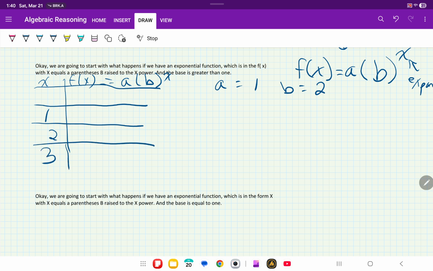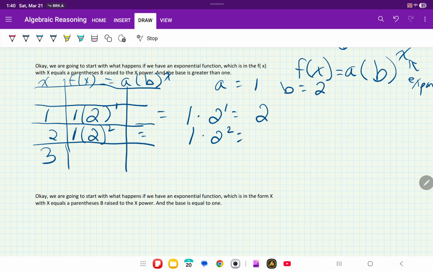I'm going to put in that my value a is 1 times my base, which is 2. That is not going to change. And my exponent, which is what my x is, raised to the first power. So I'm going to take 1 times 2 raised to the first power, which of course is 2. I'm going to graph that out in just 1 second. Still have 1 times 2 raised to the second power. 1 times 2 squared is 4. And then 1 times 2 raised to the third power, which is 1 times 2 cubed.